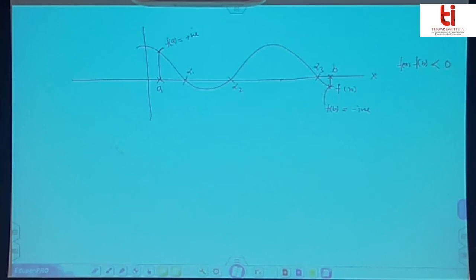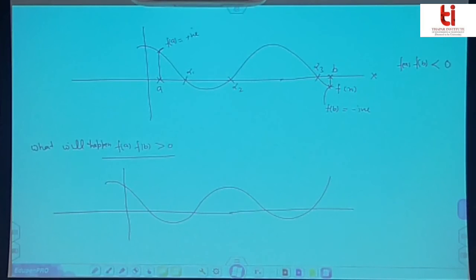What will happen whenever we are having f of a, f of b greater than 0? Whenever f of a, f of b is greater than 0, let's draw it. And we are having a function like that. And here, this is the point, suppose a, and this is the point b. Here, f of a is positive, f of b is greater than 0. Multiplication of f of a and f of b is greater than 0. Then it will cross the x-axis an even number of times.